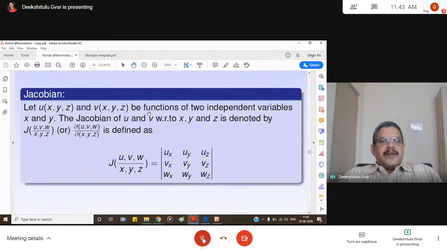Let u of x, y, z and v of x, y, z be functions in three independent variables x, y, and z. The Jacobian of u, v, w with respect to x, y, z is denoted by J of u, v, w by x, y, z, or ∂(u, v, w)/∂(x, y, z). Either notation you can follow, both mean the same. We read this as Jacobian of u, v, w with respect to x, y, z. It is given by the determinant: ∂u/∂x, ∂u/∂y, ∂u/∂z, ∂v/∂x, ∂v/∂y, ∂v/∂z, ∂w/∂x, ∂w/∂y, ∂w/∂z.